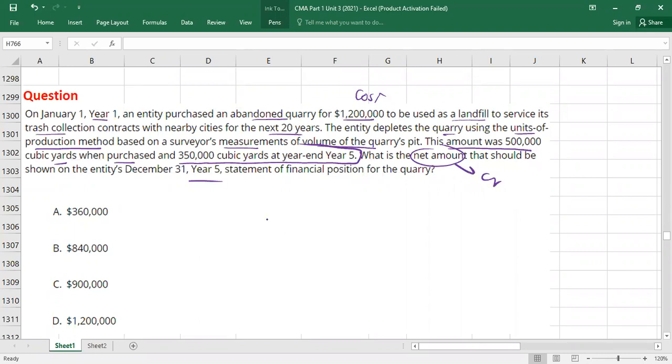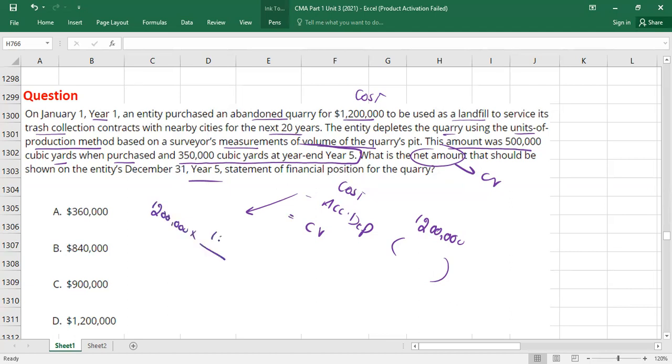How will you calculate it in different ways? The first way: cost minus accumulated depreciation is equal to carrying value. Cost is 1.2 million. Minus accumulated depreciation, how can you calculate it? In the units of output method, you have to take the depreciable base, which is cost minus residual value. There is no residual value, right? So cost is the depreciable base.